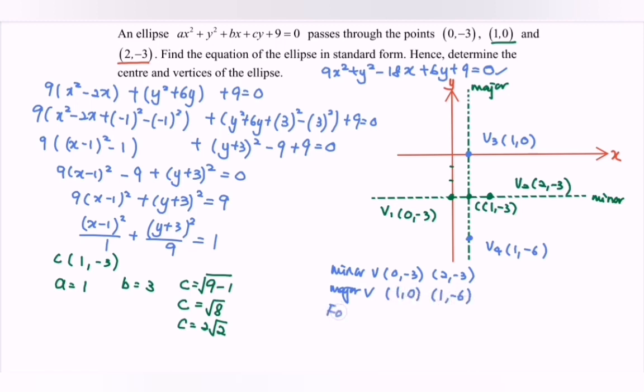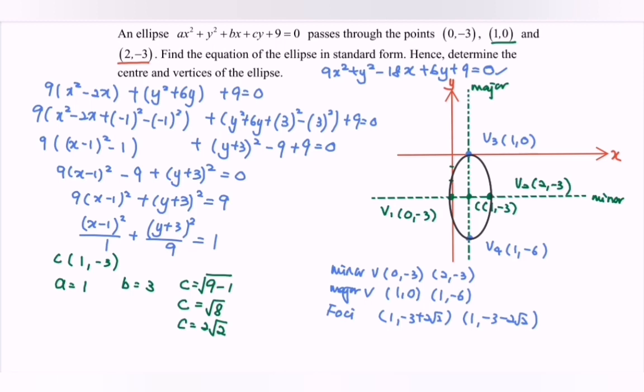Next, looking for the foci. So the foci will be along the major axis. So c is square root of 8 or 2 square root of 2. So meaning that we have (1, -3 plus 2 square root of 2) and (1, -3 minus 2 square root of 2). So that is the foci. So here we have the ellipse.